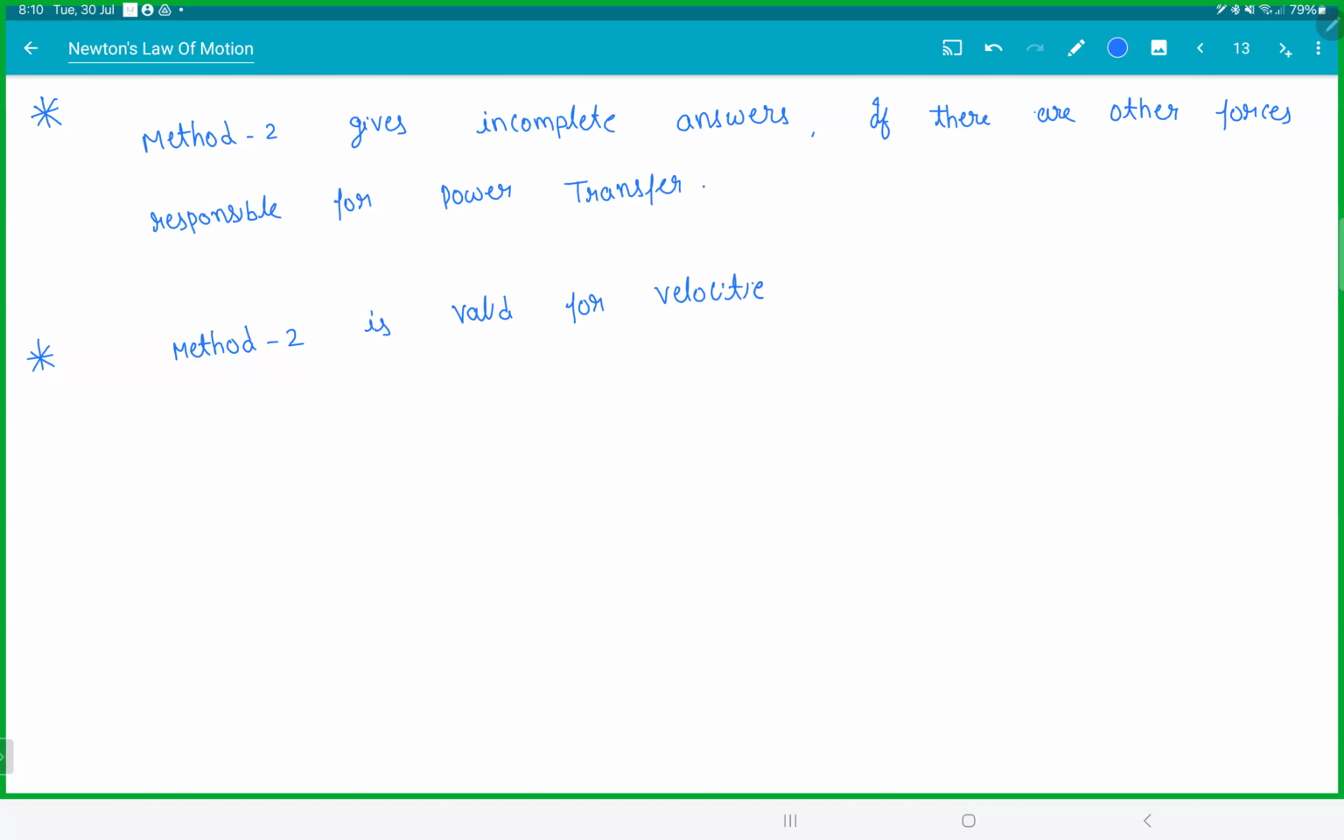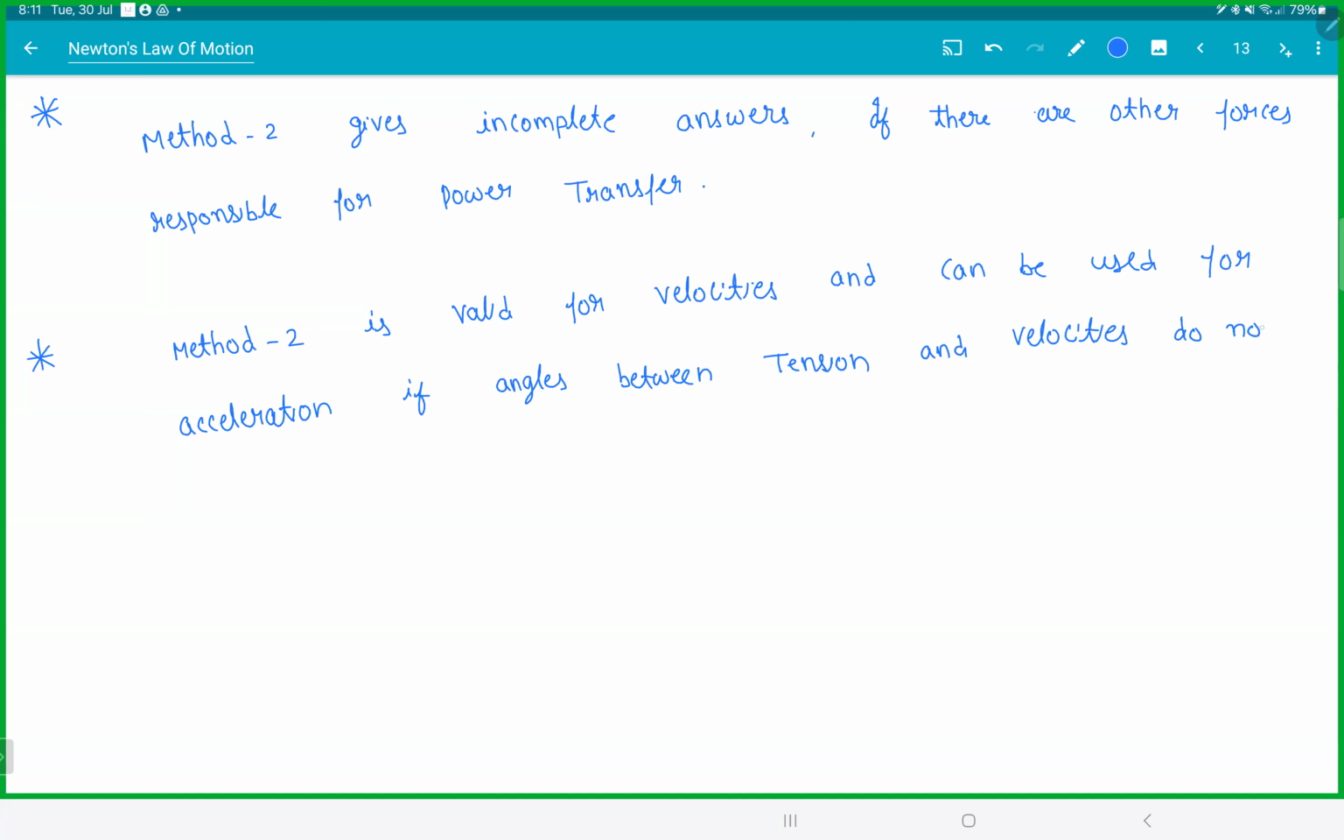And you can use this for accelerations also. But there's a condition. It can be used for acceleration if the angles between tension and velocities do not change. More about this we will see in the next class. You have some pretty good questions on this.